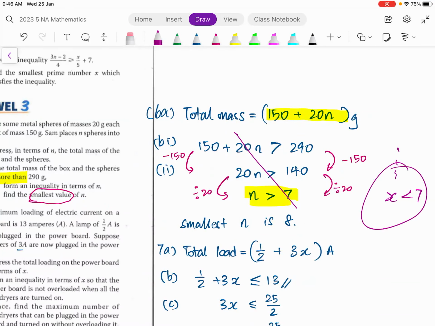Tell me. Not x, n. My working tells me n less than 7. The question asks for smallest n. So what should my answer technically be? Smallest n. n is less than 7. What is the smallest value of n? This is 0. Something is a negative number, right? Negative 1 is the smallest. Negative infinity. Does that make sense? Doesn't make sense. Somewhere my working was wrong. So check your work.